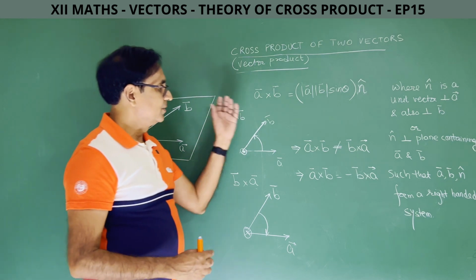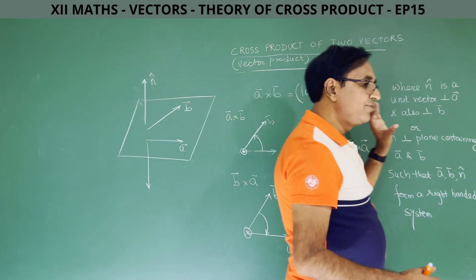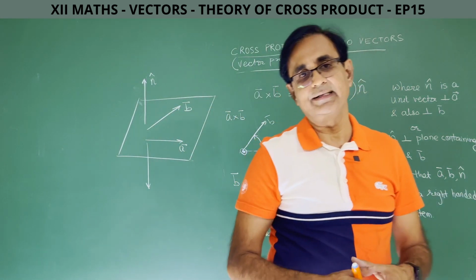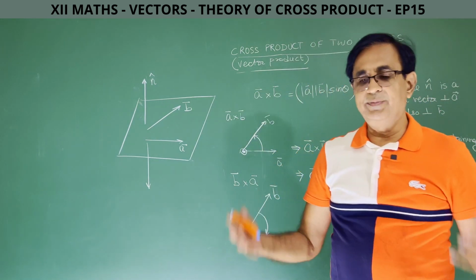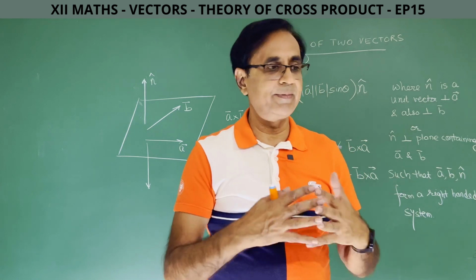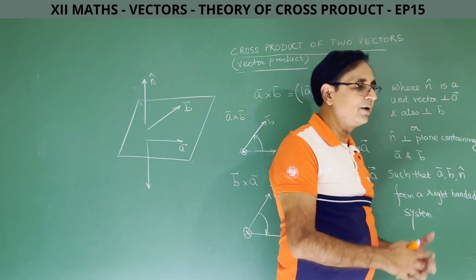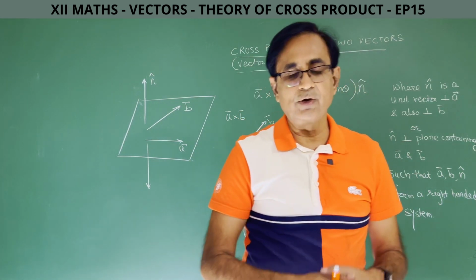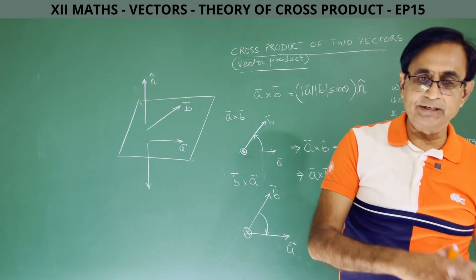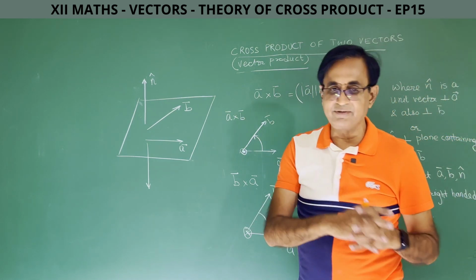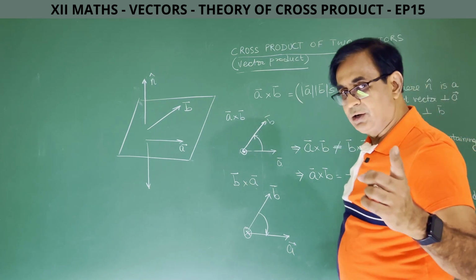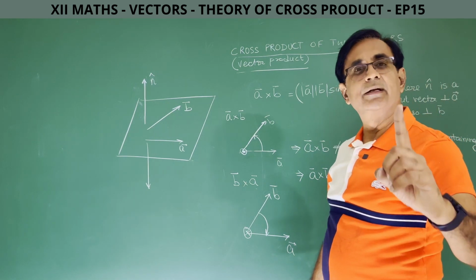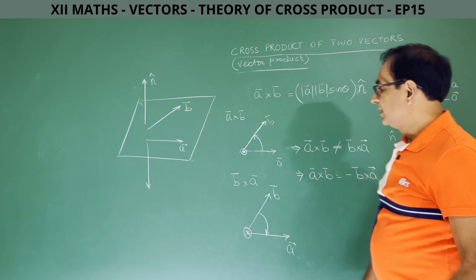Okay. So now the foundation of cross product is laid. So let me again quickly summarize. A cross B is a vector whose magnitude is magnitude of A, magnitude of B into sine of angle between them. The direction of A cross B is perpendicular to A as well as vector B, or to the plane containing vector A and B, because two vectors are always coplanar.